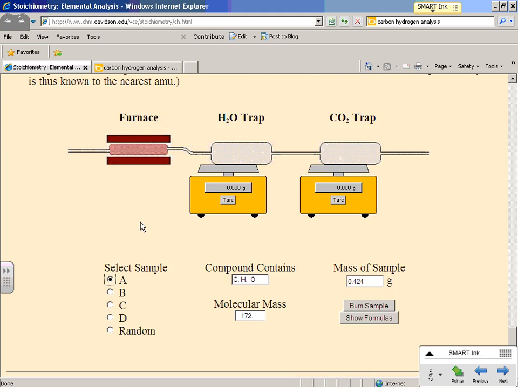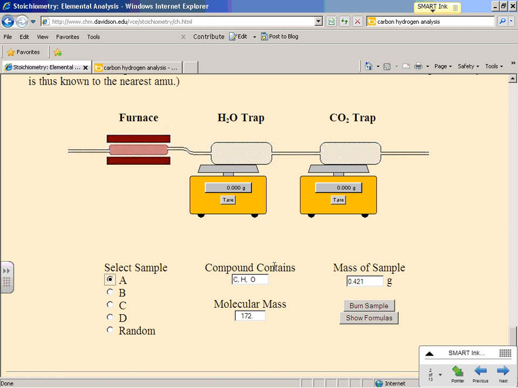So this is a little simulator to simulate what's involved in a carbon-hydrogen analysis situation. Let me just give you an example of what would be taking place. Let's say here we've got a carbon compound that contains carbon, hydrogen, and oxygen. Let's switch it to just carbon and hydrogen. Do we have any that simple? Carbon, hydrogen, and oxygen. No, they're not going to give us one that simple. So we'll just take a look at this one here.